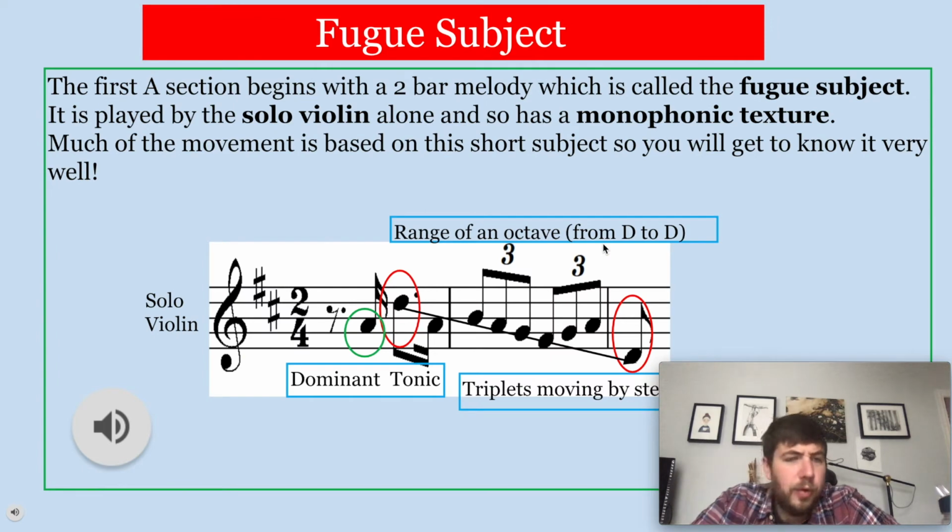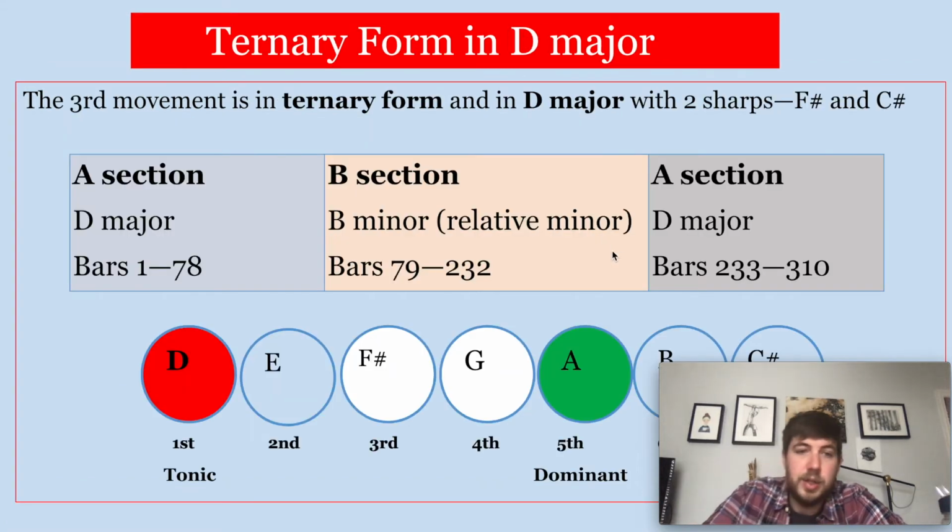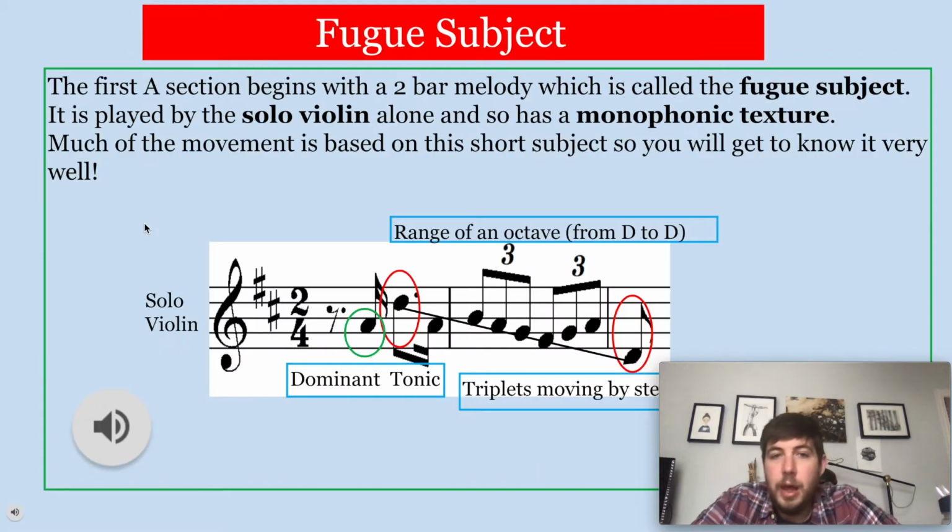So we're going to now move on to talking about fugue subject, fugue answer, and the counter subject. And these are big features of this piece and of Baroque music. The first A section that we hear starts with a 2-bar melody which is called the fugue subject, and it's played by the solo violin on its own, which means it has a monophonic texture, monophonic, 1 layer of sound. Much of the movement is based on this short subject throughout the piece.